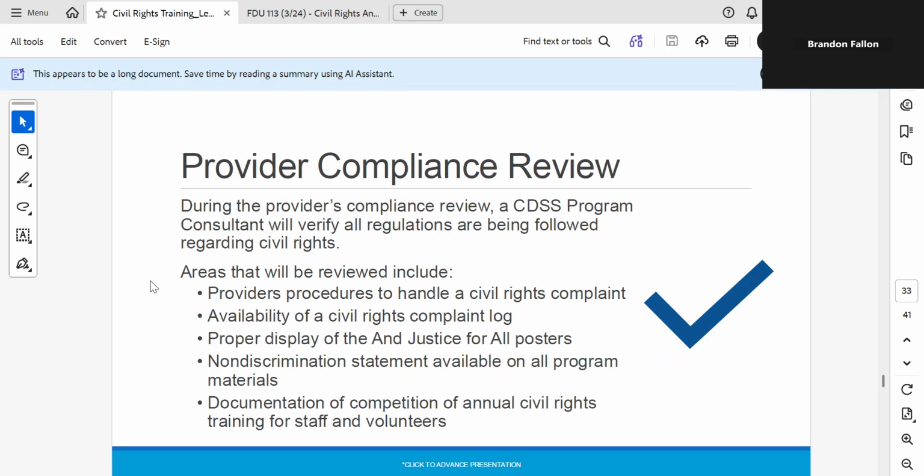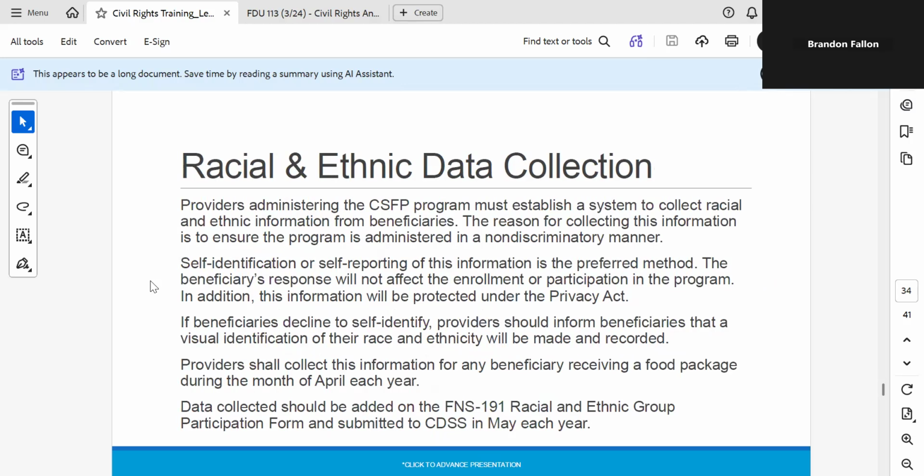Provider compliance review. During the provider's compliance review, a CDSS program consultant will verify all regulations are being followed regarding civil rights. Areas that will be reviewed include providers' procedures to handle a civil rights complaint, availability of civil rights complaint log, proper display of the And Justice for All posters, non-discrimination statements available on all program materials, documents of completion of annual civil rights training for staff and volunteers, racial and ethnic data collection.